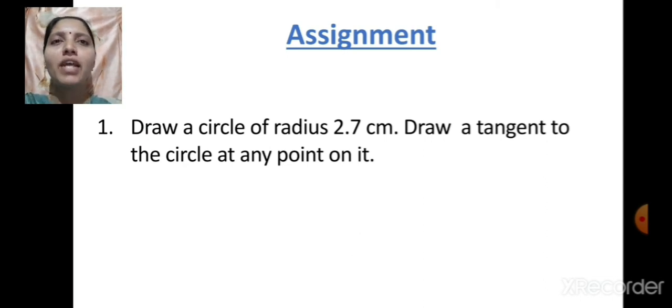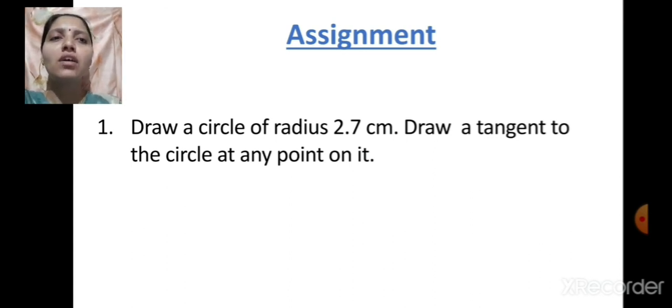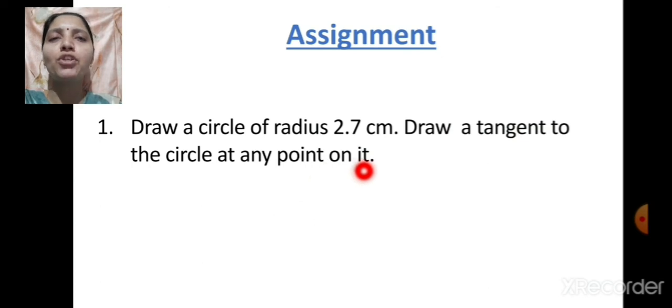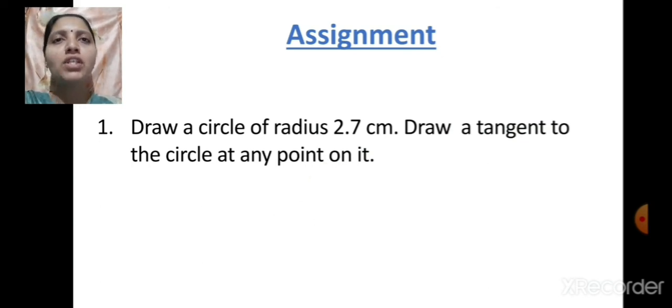Okay, there we have drawn the chord, and then to the chord we have drawn one inscribed angle. Okay, so that way we have drawn the tangent. So I hope you all are cleared with both the constructions. So let's move on to the assignment question. Draw a circle of radius 2.7 centimeter. Draw a tangent to the circle at any point on it. Now this question is similar to the first question, so you can easily do this sum.